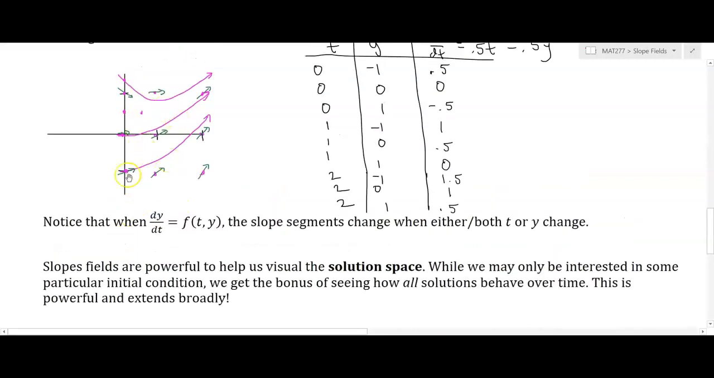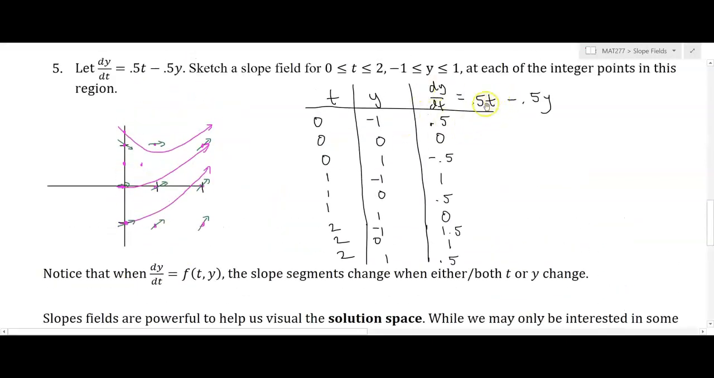So one thing to notice is that now that our differential equation depends on both t and y, the slope segments change when either or both t or y change.